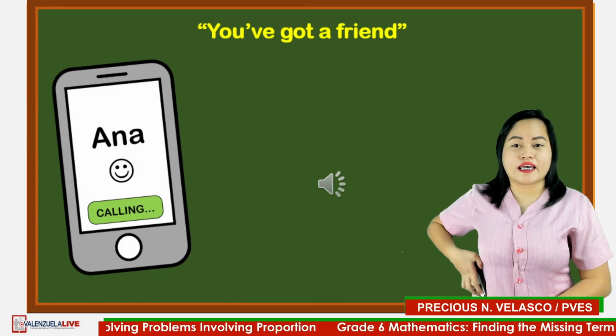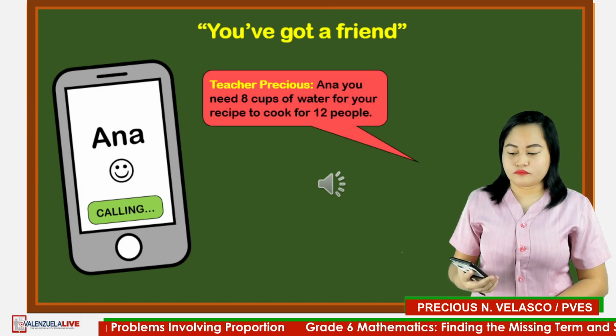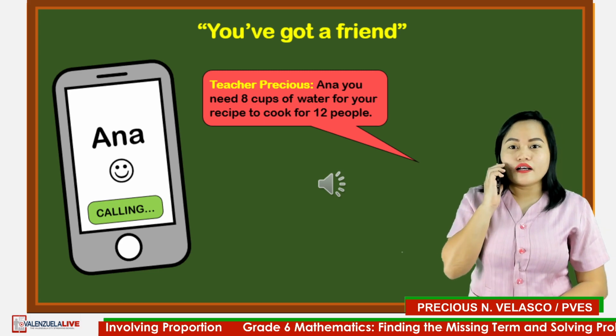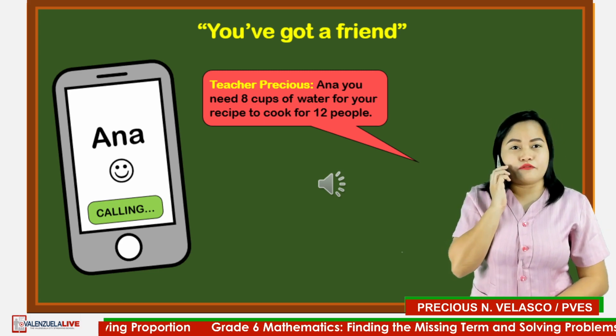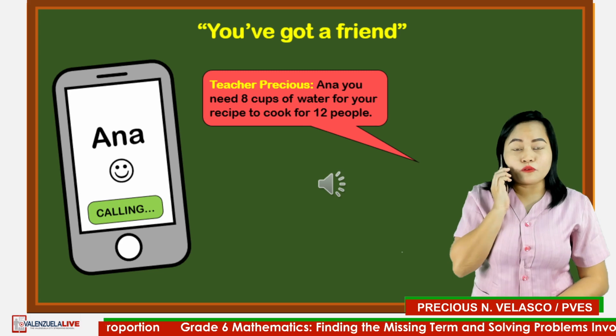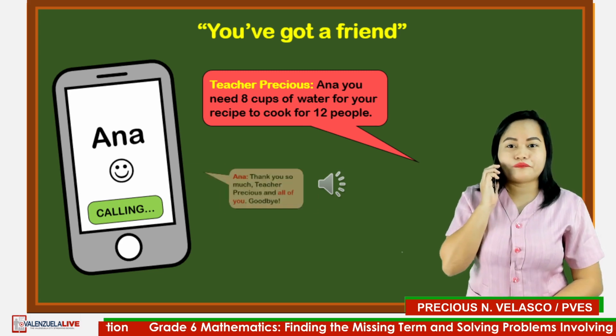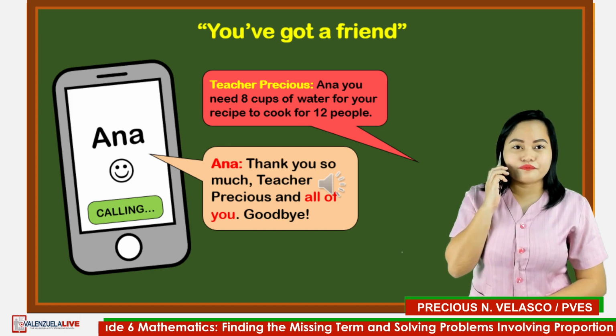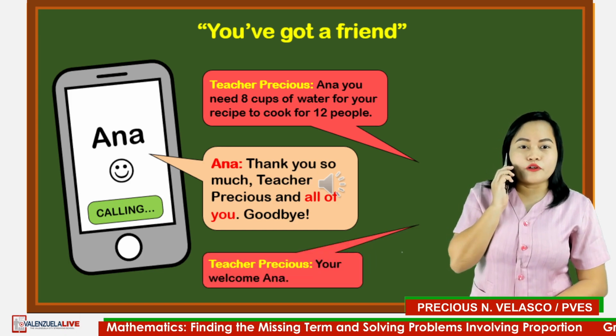So let's call again Anna. Anna, are you still there? You need 8 cups of water for your recipe to cook for 12 people. You're welcome, Anna.